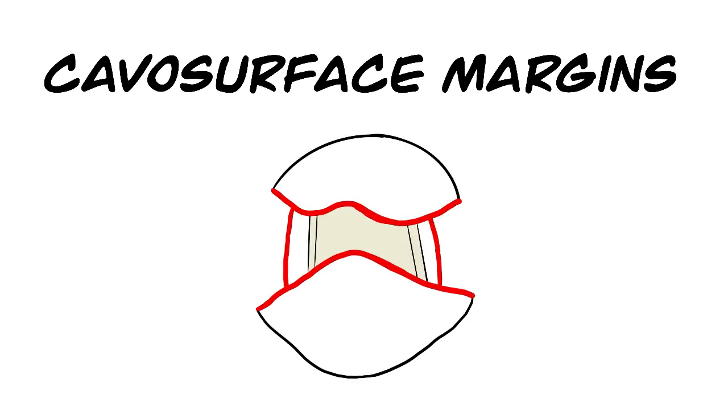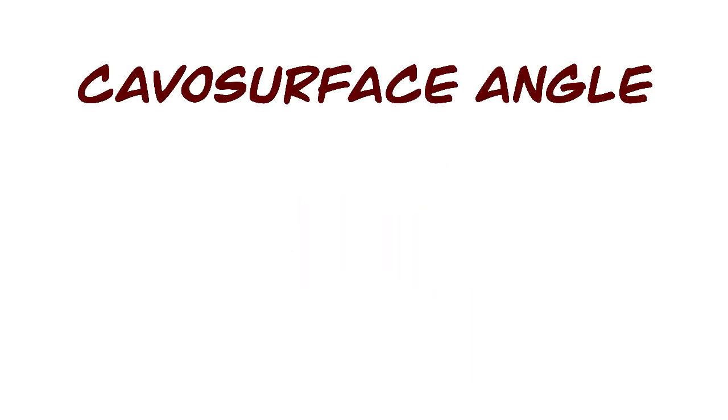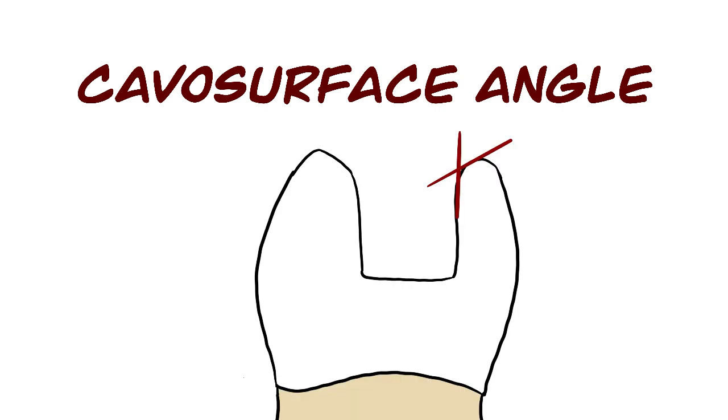Let's look at cavity preps and its terminologies. A cavo-surface margin is a junction where the prepared tooth surface meets the original tooth surface, or the boundary line between the cavity and the surrounding tooth structure. A cavo-surface angle is an angle formed at the junction of the prepared tooth structure and the external surface of the tooth. It is a critical factor in the success of dental restorations, influencing marginal integrity and the overall strength of the restoration.